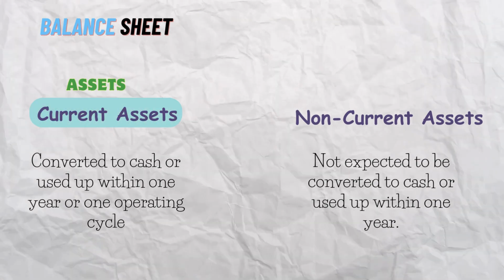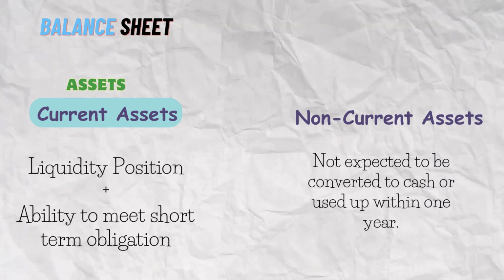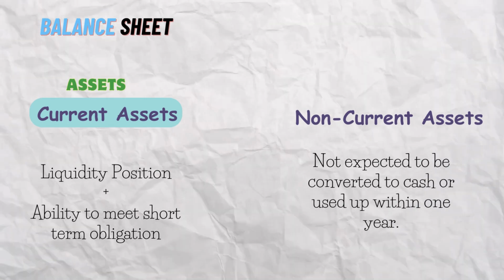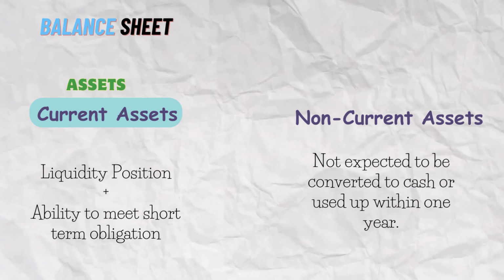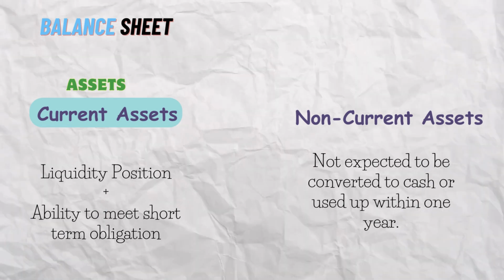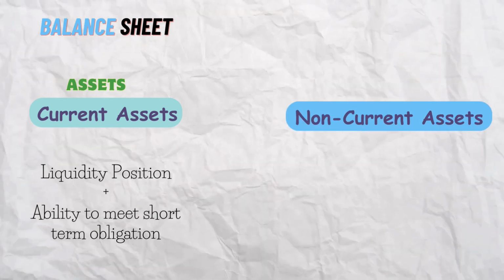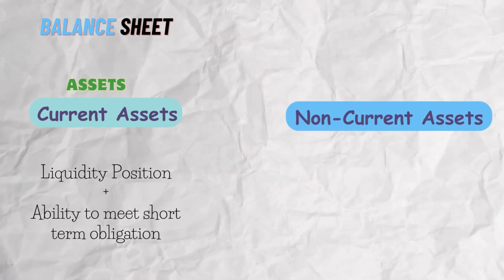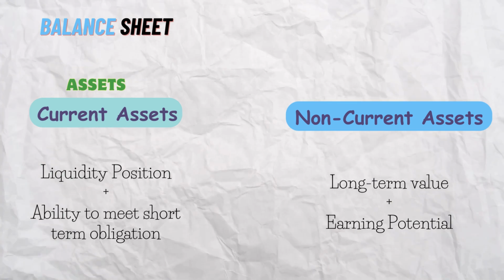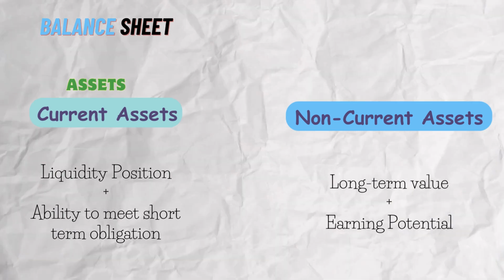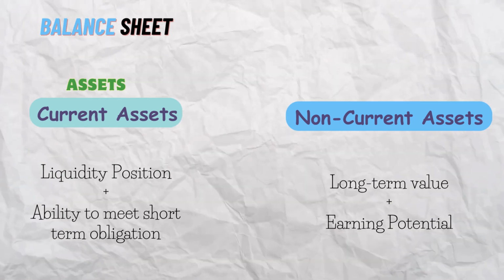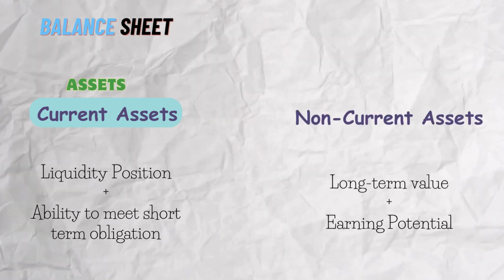Monitoring current assets is important for assessing a company's liquidity position and its ability to meet short-term obligations. The composition and trends in current assets help evaluate the short-term financial stability and operational efficiency. Non-current assets play a crucial role in determining the long-term value and earning potential of the business. Investors and analysts closely monitor non-current assets to assess the company's capital investments and growth prospects.